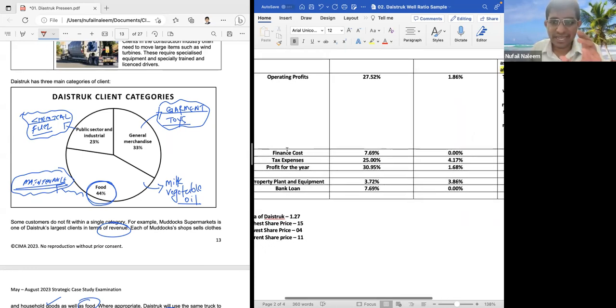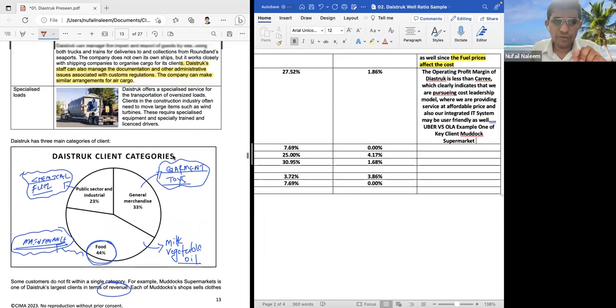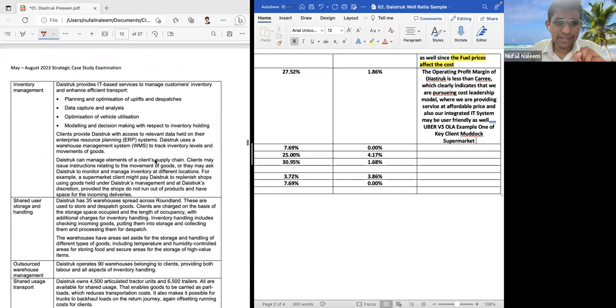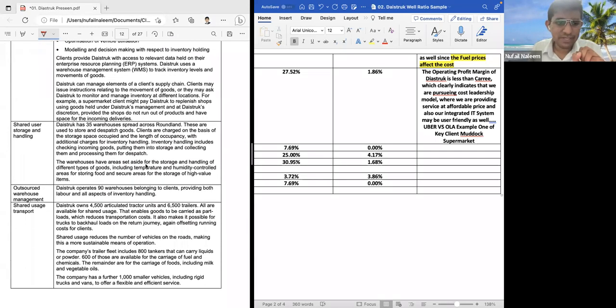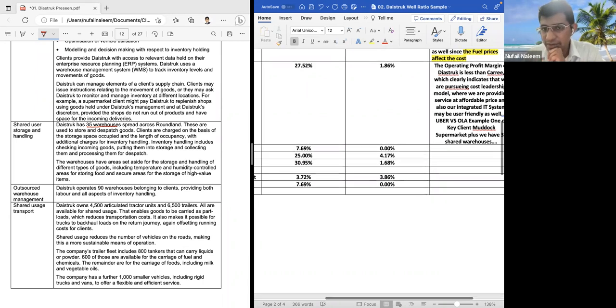So students, can I quickly get a double Y in the chat box if you understood that? And one more thing, students, how many warehouses do we own? Can someone remember? If I'm not mistaken, we own 35 warehouses. So I'll write down here, plus we have 35 shared warehouses. Can I get a confirmation from you all in the chat box if you understood the business model properly?